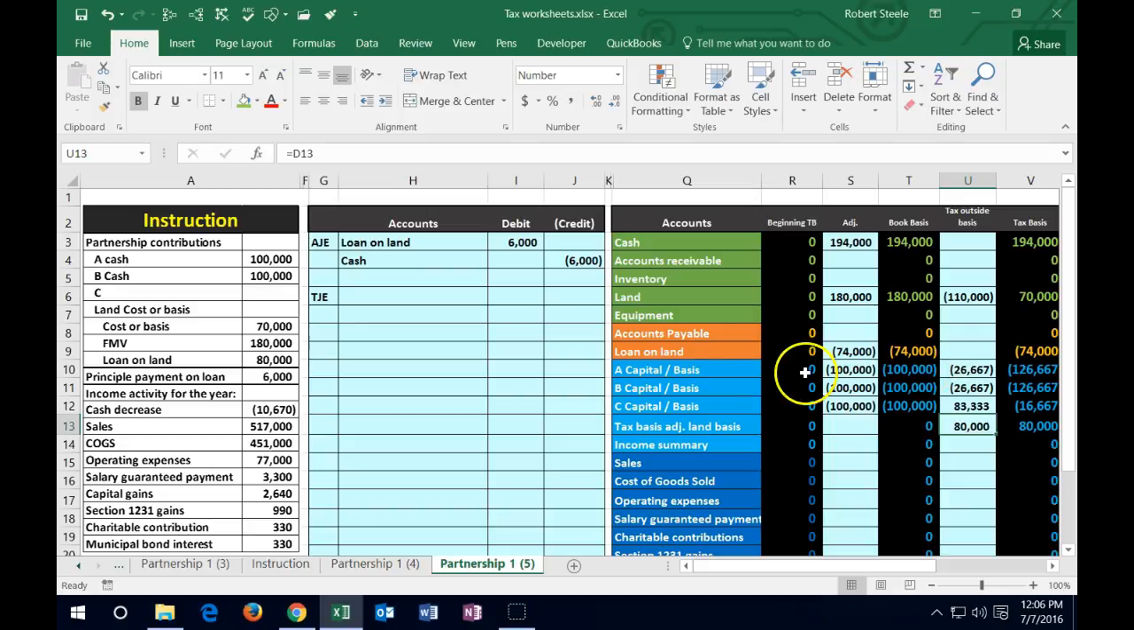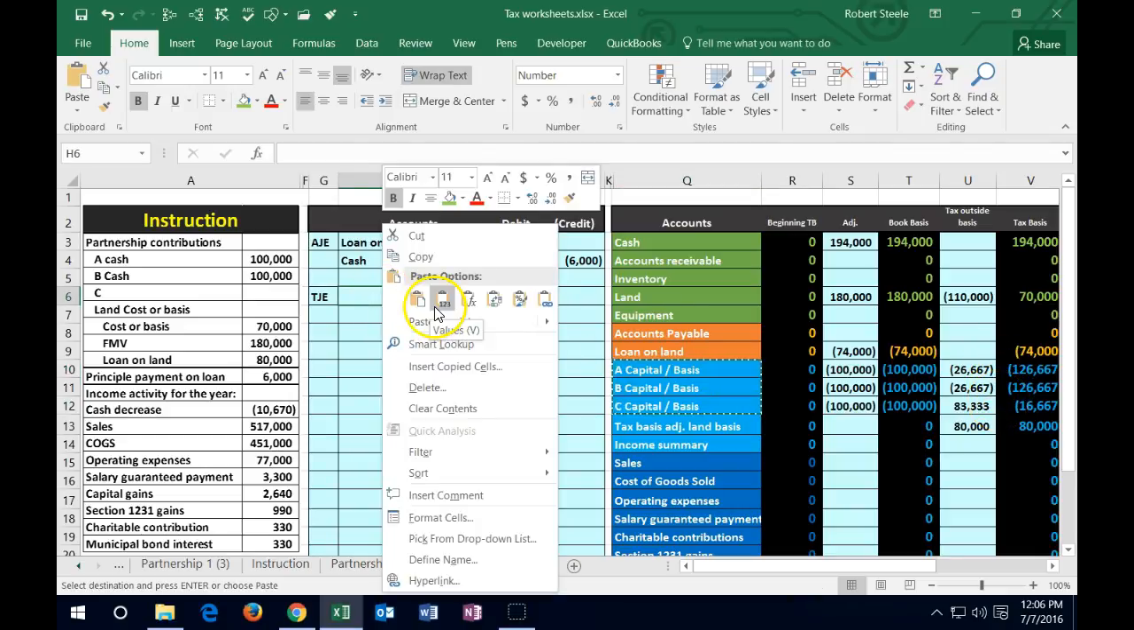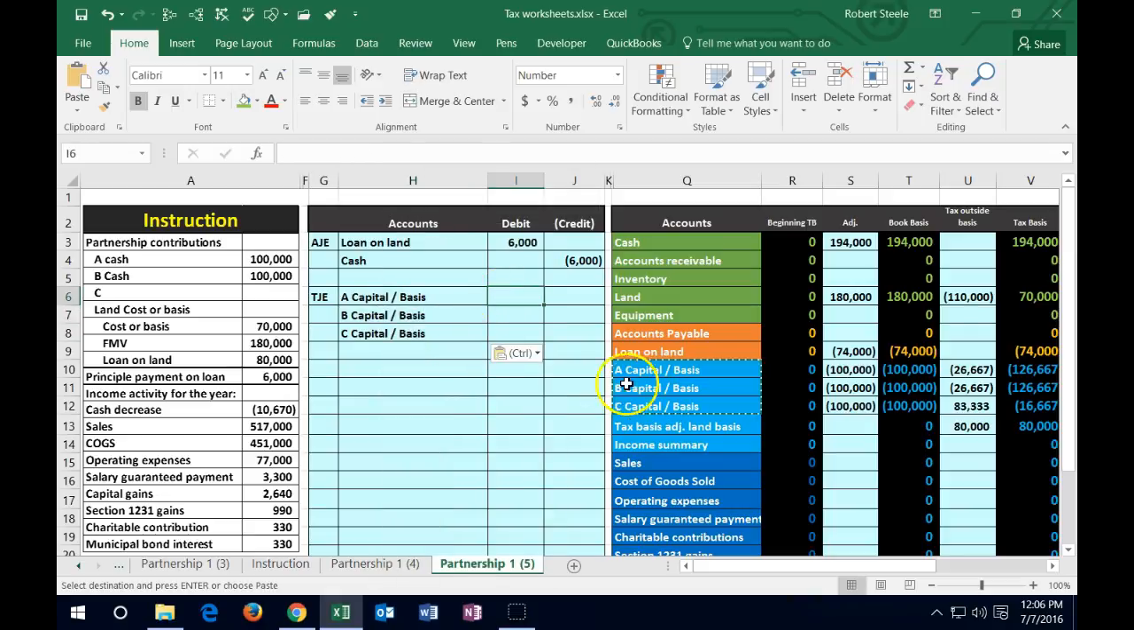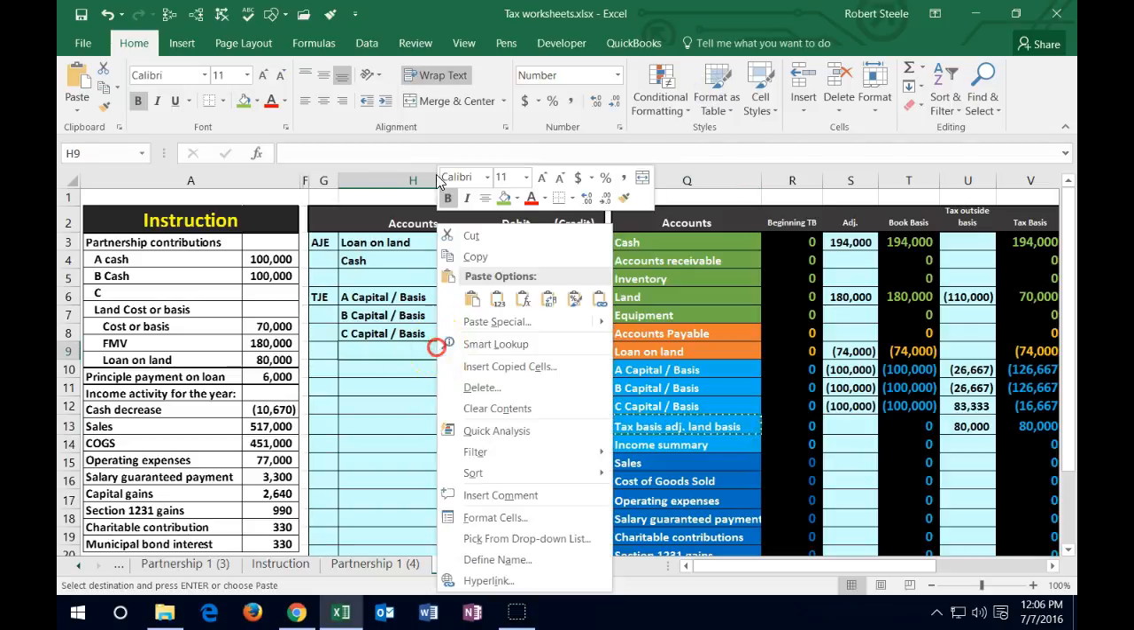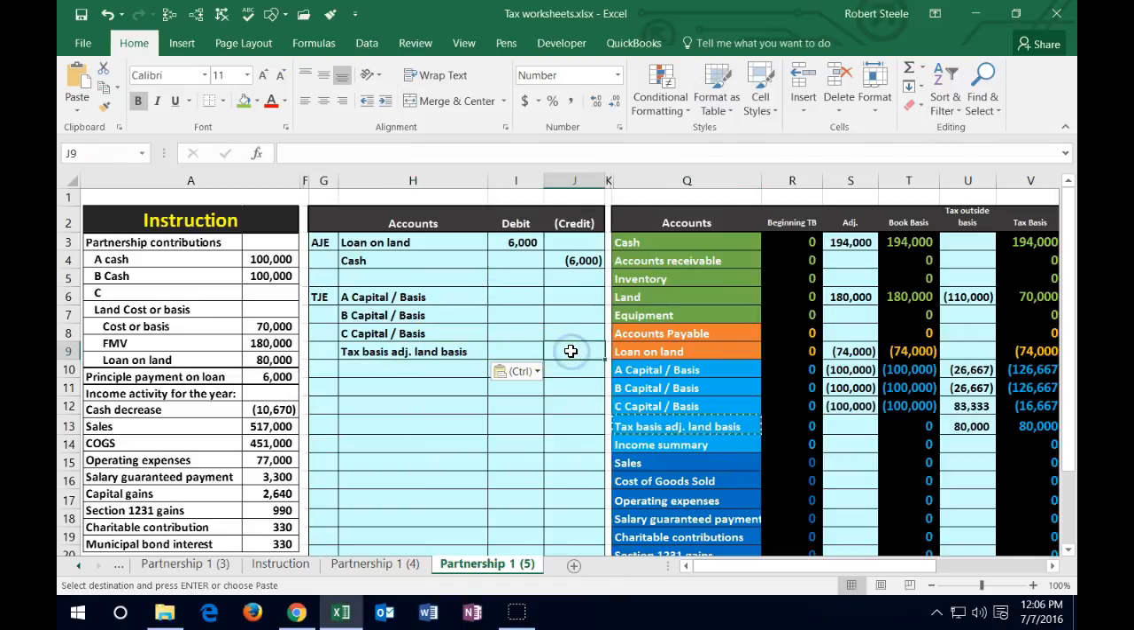So the same thing's going to happen here. We've got these three partners. We're going to reduce their capital accounts for the tax basis. So these are going to go down. These are credit balances. We're going to reduce them. So I'm going to paste 1, 2, 3. And we're going to put the difference to this adjustment account just so we have a balancing account here. And this is going to be the credit of 6,000.